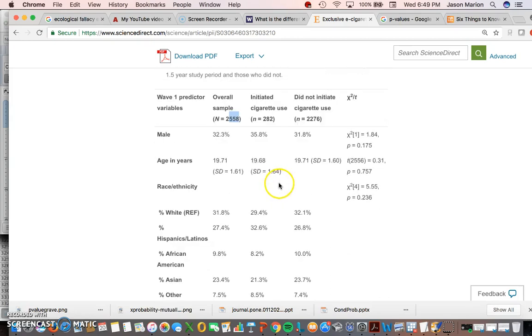2,558. And when we look to see if there's a difference in the age of the people who started smoking versus those who did not, we see a p-value of 0.757. So this average age difference, they did a t-test, showed no statistically significant difference. With regards to the male gender versus presumably the female gender, they did a chi-square test. 35% of the smokers are guys versus 31.8% of the guys who did not. So we're comparing guys who started smoking versus guys who did not start smoking. Of the people who started smoking, 35.8% versus 31.8%, no significant difference.